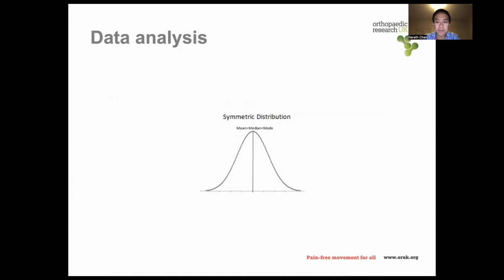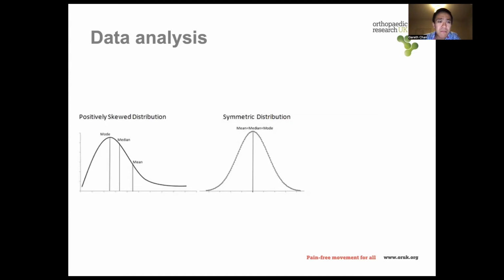In that case, the mean, median, and mode are all the same figure. But very little data is truly normally distributed in medicine, and most of it has a skew. It could be positively skewed, so that's when there's a range at one end, at the higher end. That's a positive skew, and at that point, the mode, median, and mean can't be the same figure.